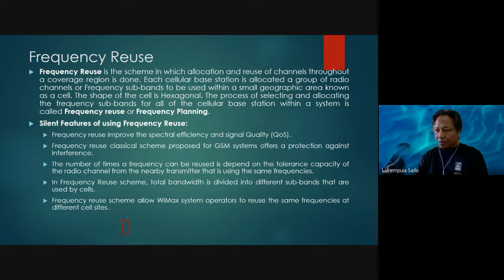Say suppose this is my... can you read? It is very difficult to write in these PowerPoint presentations. We cannot use the whiteboard. You cannot see my whiteboard.